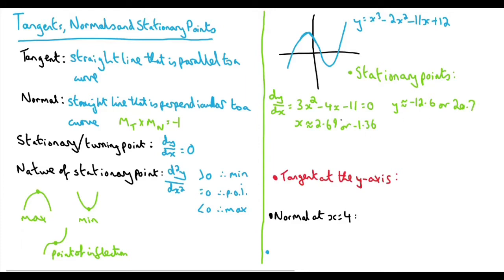If we wish to verify the nature of these turning points, let's say we hadn't had the graph to refer to. Looking at this, we can see that this turning point here is going to be the 2.69 and the minus 12.6, whereas this one is going to, in the x direction, be the minus 1.36, then the y be the 20.7.